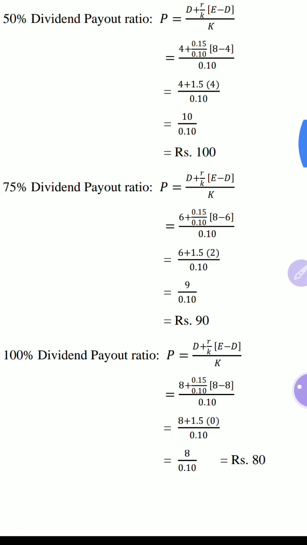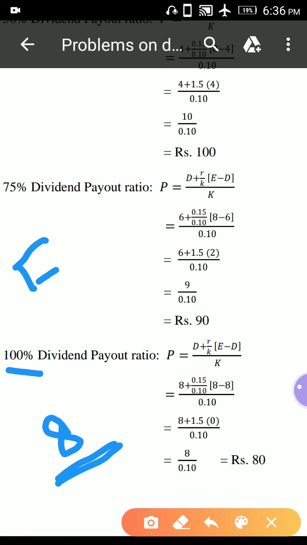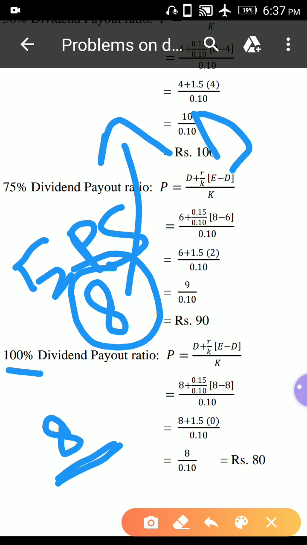Now at 100% dividend payout ratio, that means EPS 8 rupees. So 100% means the entire EPS, earnings per share, they are going to distribute in the form of dividend. So in this case the retained earnings are 0.